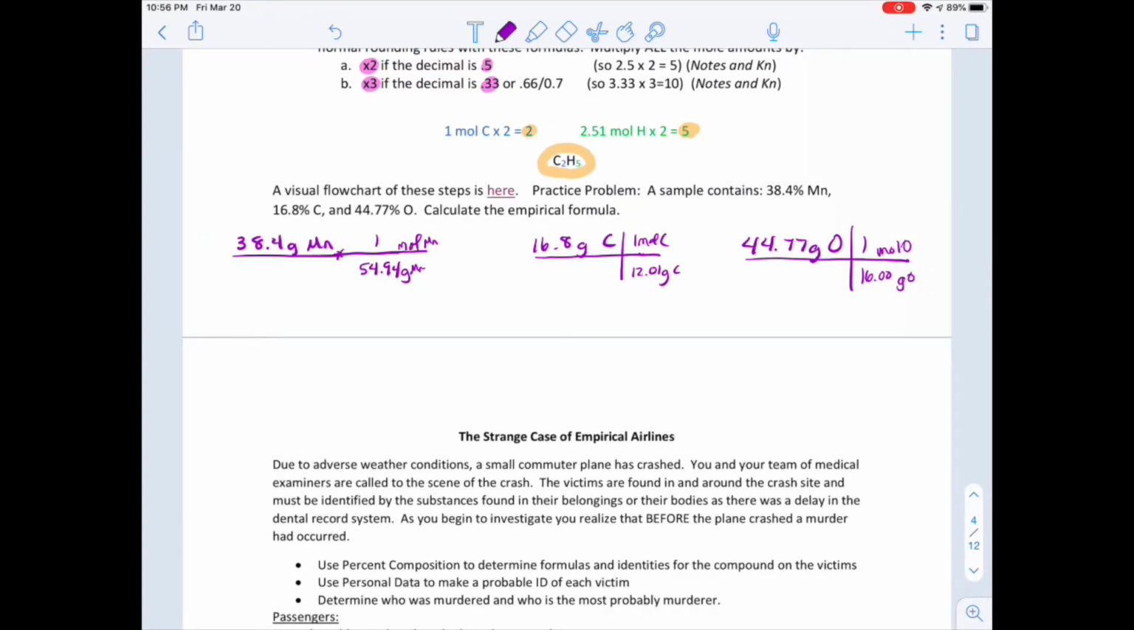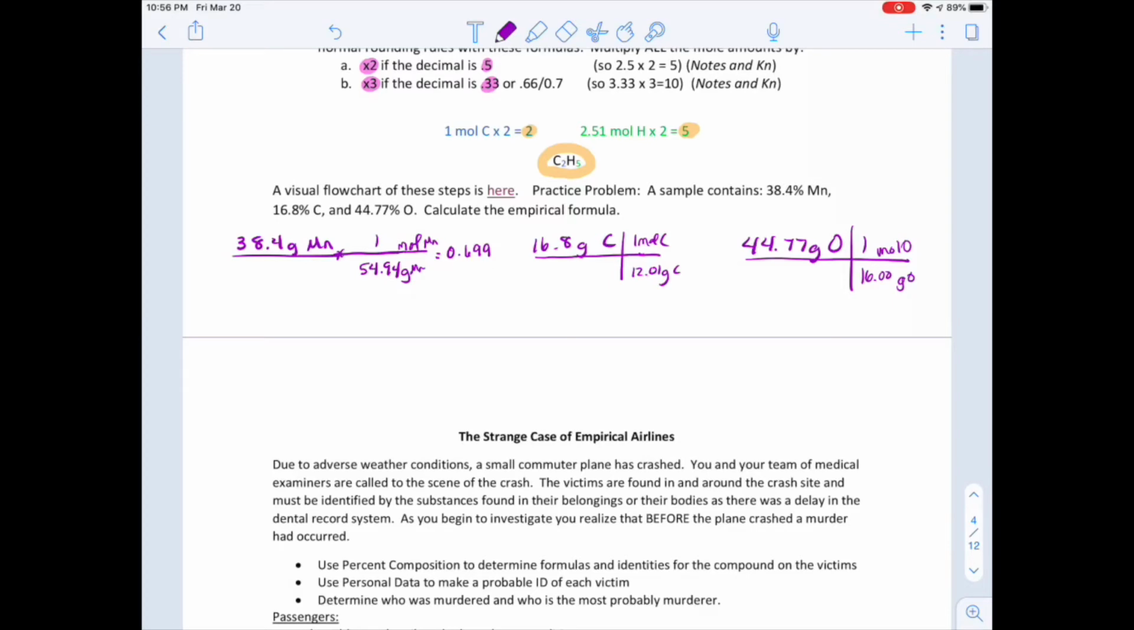So when you do the math and get your calculator handy, you're going to say 38.4 divided by 54.94. So I get this one is 0.699. It's kind of good to put a few extra decimal places in this. I could take it out to 4, even 4 places out. That'd be great.